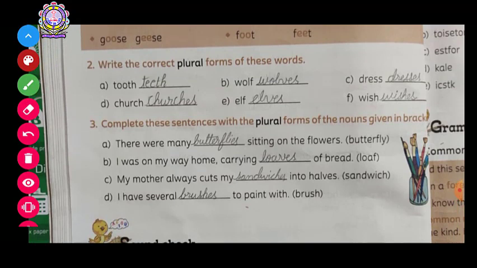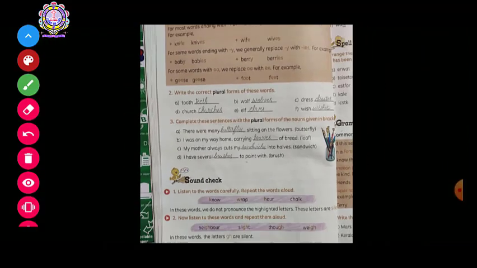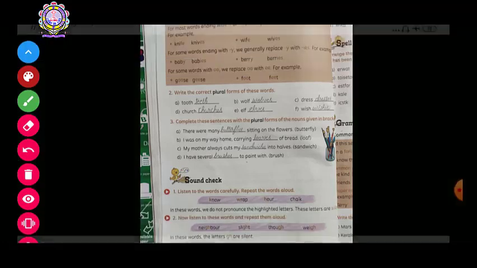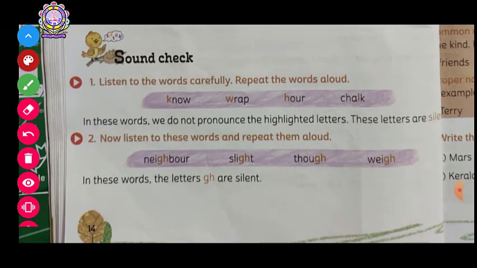Yes, sorry. I think it's clear now. Please note down. Take a screenshot. After this, we will go for a sound check. I hope you all have taken the screenshot. From here we will go for the sound check.